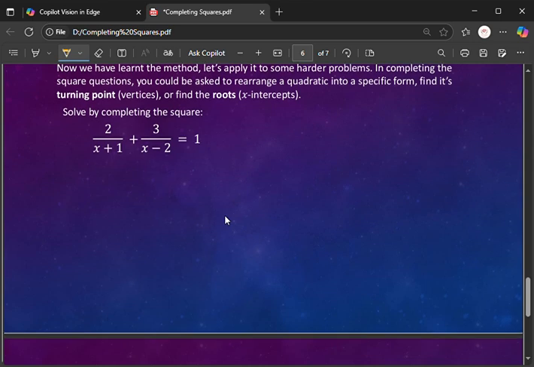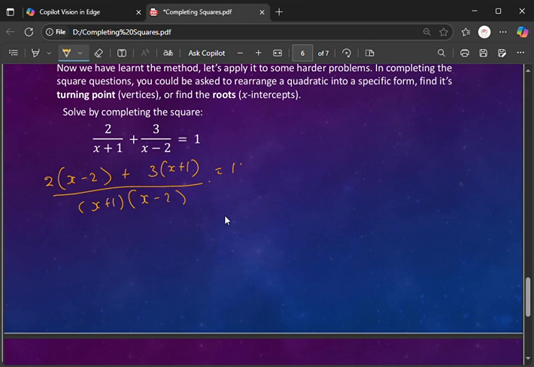Okay, this one is also easy. I'll give you a hint. You start by removing the denominators. I believe you understand the word denominators. 2 into x minus 2 plus 3 into x plus 1 all over x plus 1 multiplied by x minus 2 equals 1. So this will be 2x minus 4 plus 3x plus 3 equals x plus 1 multiplied by x minus 2.